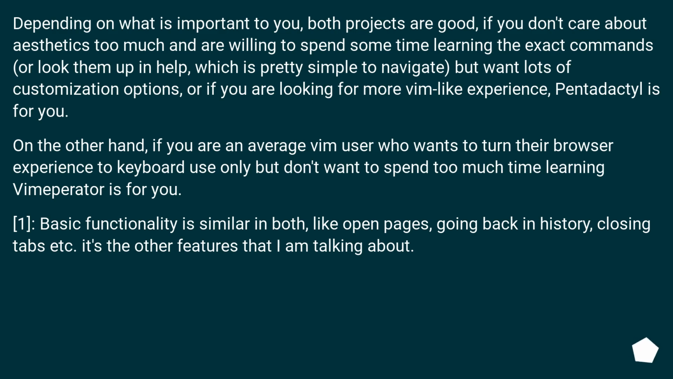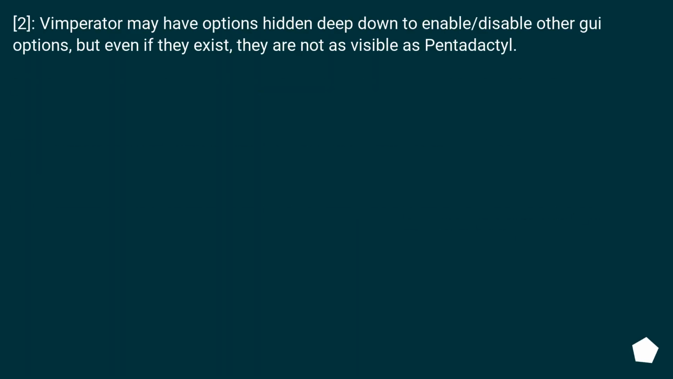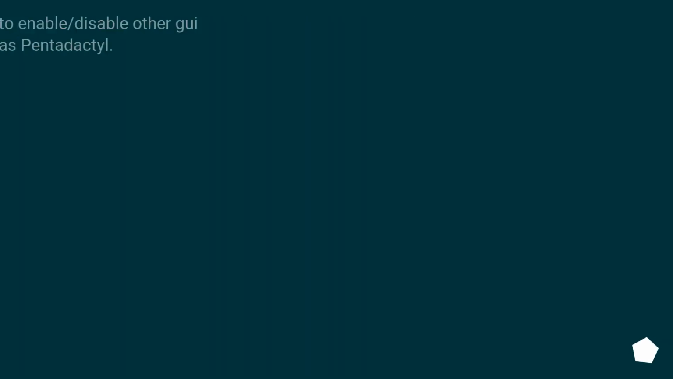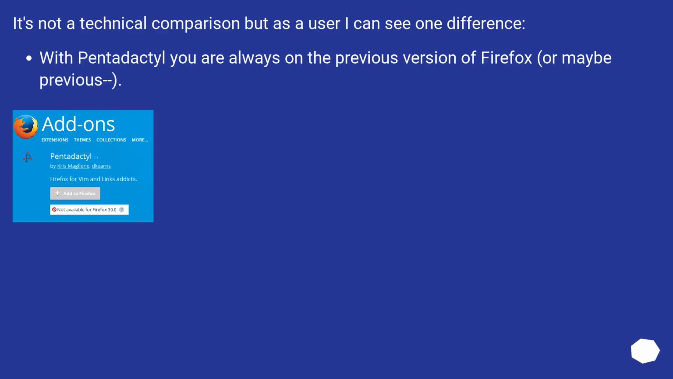1. Basic functionality is similar in both, like opening pages, going back in history, closing tabs, etc. It's the other features that I am talking about. 2. Vimperator may have options hidden deep down to enable or disable other GUI options, but even if they exist, they are not as visible as Pentadactyl. It's not a technical comparison, but as a user I can see one difference. With Pentadactyl you are always on the previous version of Firefox, or maybe previous.